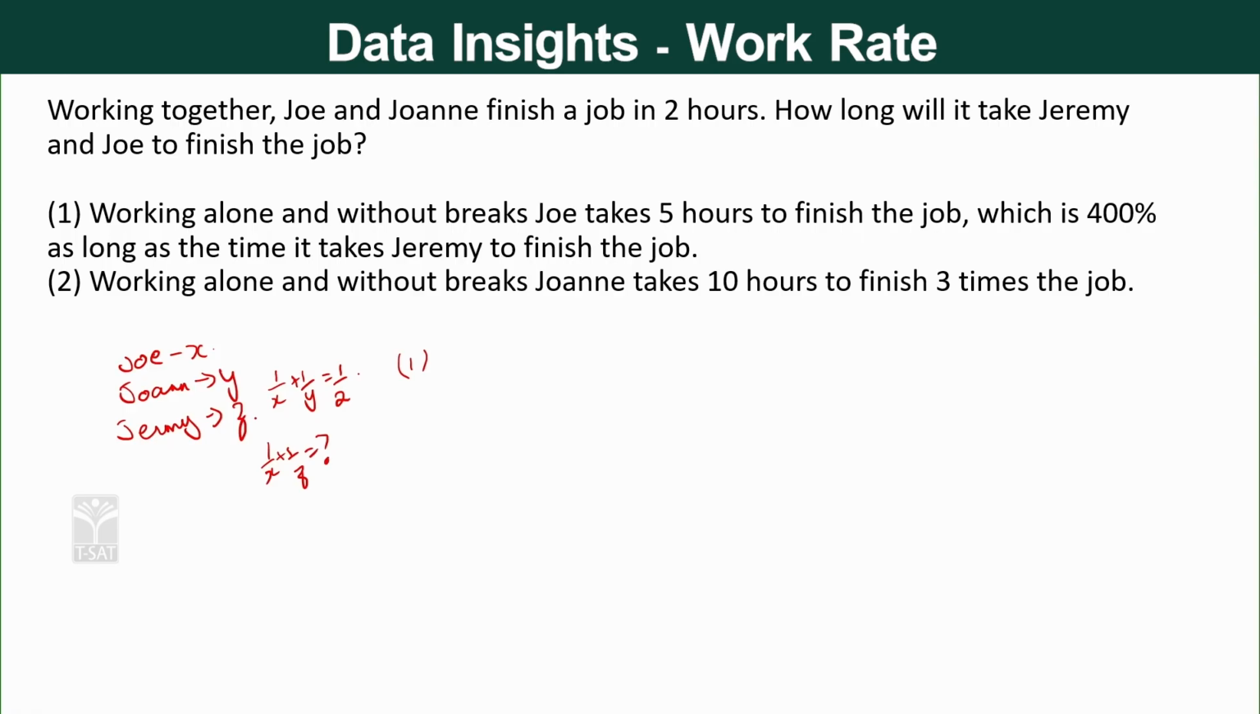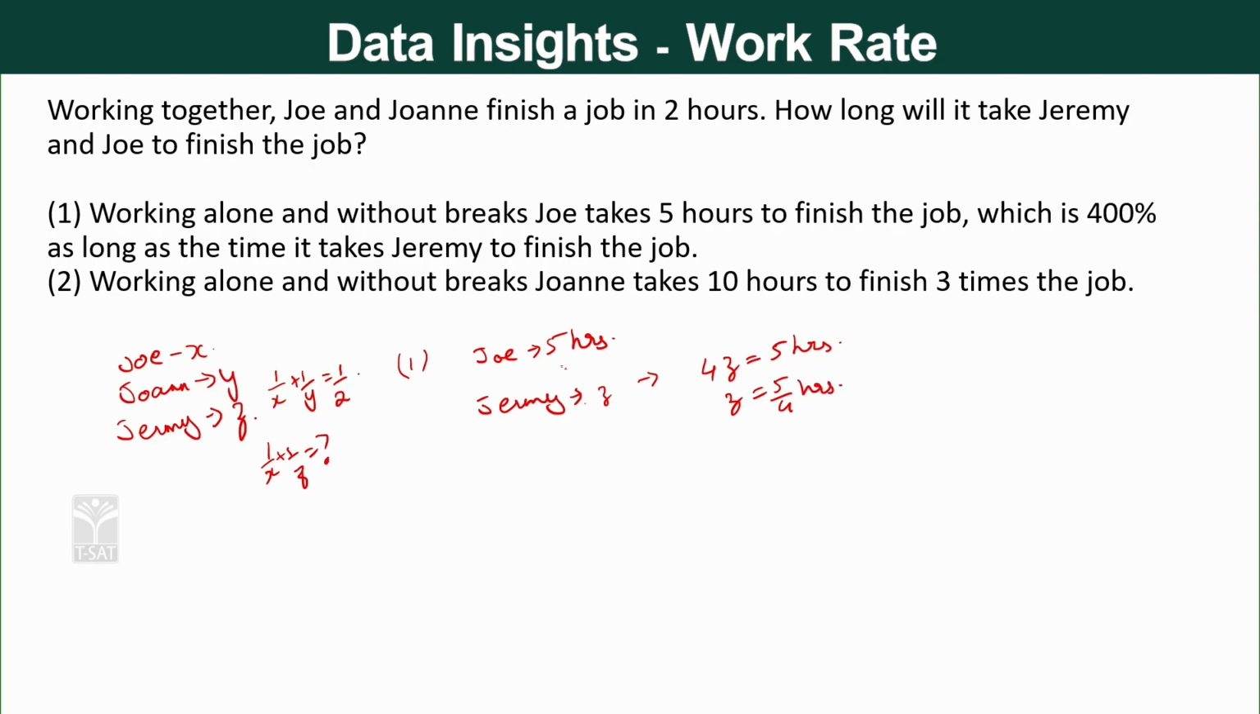is 400% as long as it takes Jeremy to finish the job. So, Joe takes 5 hours and Jeremy takes 400% as long, which is 400% that as long as it takes Jeremy to finish the job. Let us say Jeremy takes z hours. So, you are given that 400%, which will be 4 times Jeremy's time, is equal to 5 hours. So, z is equal to 5 by 4 hours.